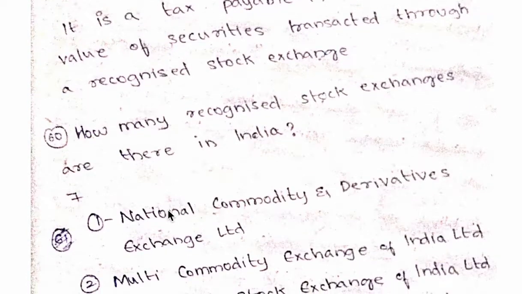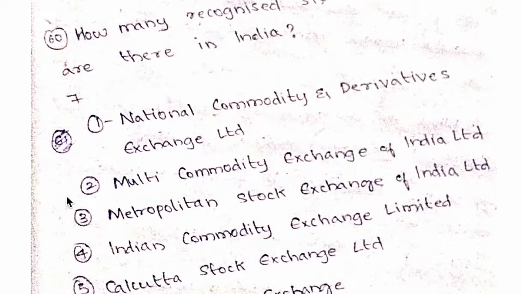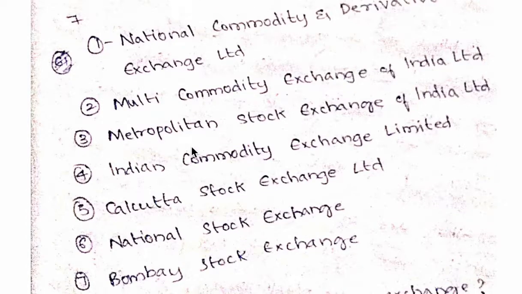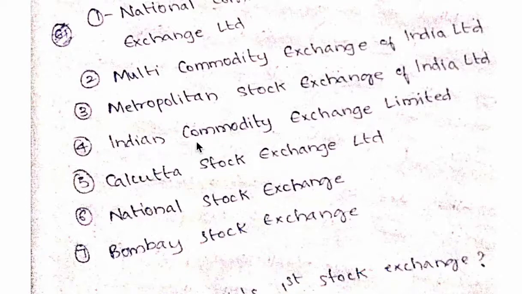And 60th question, how many recognized stock exchanges are there in India? So there are overall 7 recognized stock exchanges in India. So the first is National Commodity and Derivatives Exchange Limited. Second is Multi Commodity Exchange of India Limited. Third is Metropolitan Stock Exchange of India Limited. Fourth is Indian Commodity Exchange Limited. Fifth is Calcutta Stock Exchange Limited. Sixth is National Stock Exchange. And seventh is Bombay Stock Exchange.